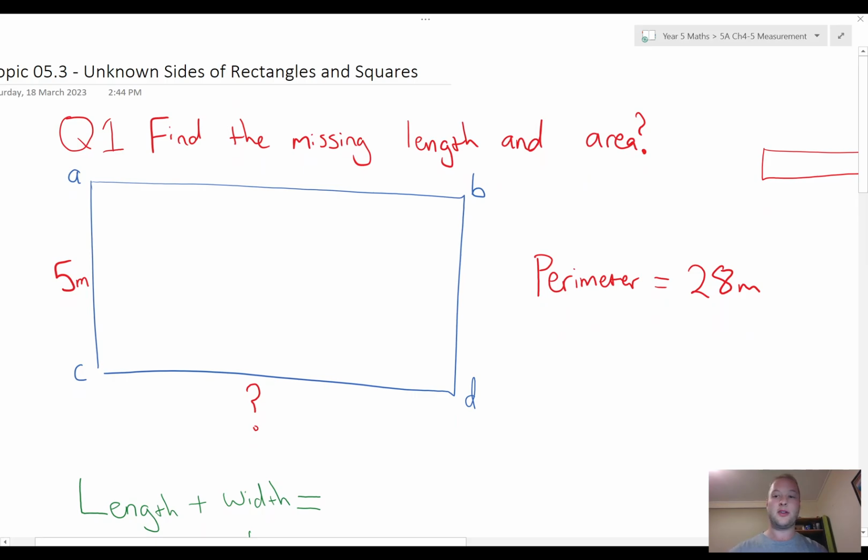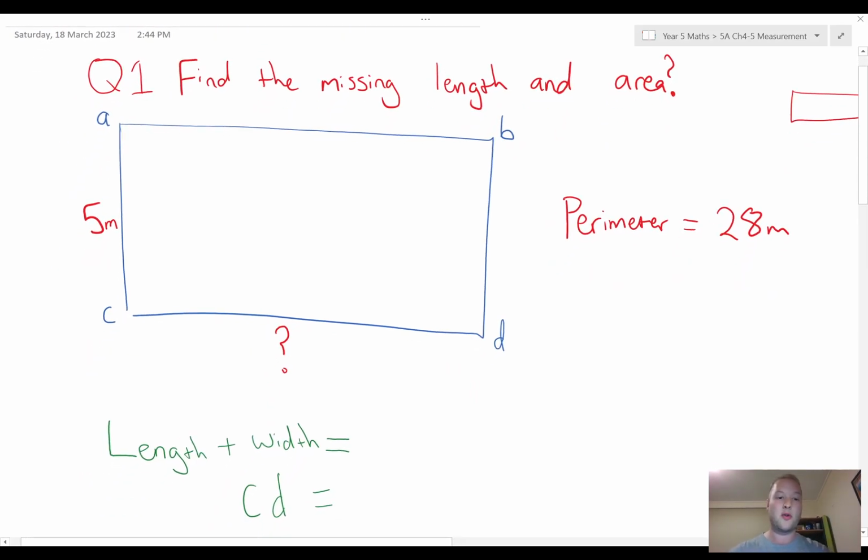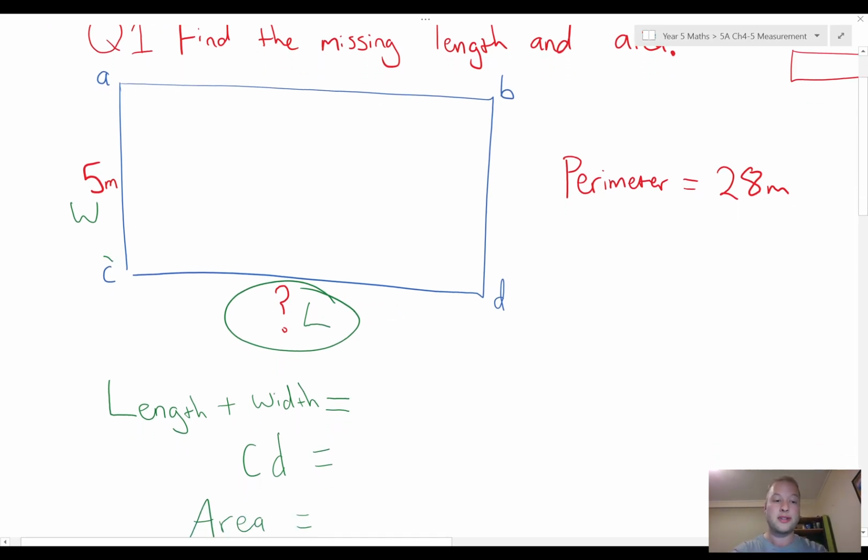So now let's use that knowledge to answer our question. We have an unknown length and our width is 5 meters. First of all, we want to know what is our missing length. Just one of them. I don't need to know this one just yet. Just what's one of my missing lengths. So I'm going to call it C to D, CD.